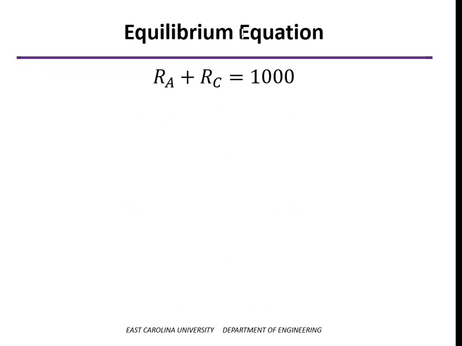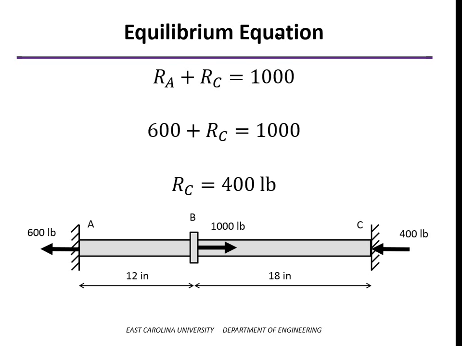Going back to equilibrium, we know that the two reaction forces have to add up to 1,000 pounds, and so that makes RC 400 pounds. And so that seems to make sense because the load is applied closer to A than it is to C. You'll see the reaction force being more at A than at C.